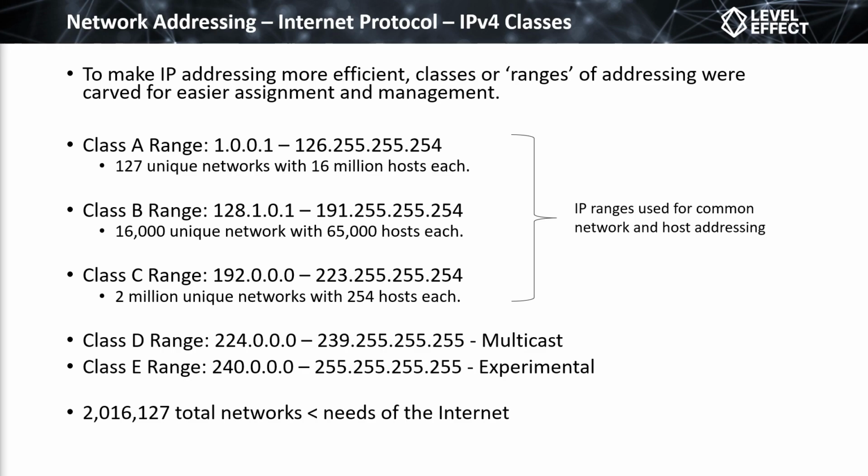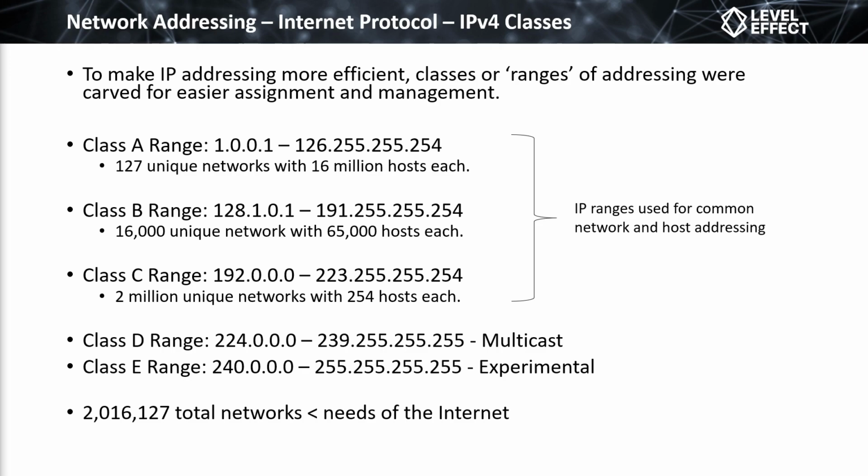And then last but not least, the Class C range, which starts from 192.0.0.0 through 223.255.255.254. This is the smallest of the more common networks we might see in use, and it has 2 million unique networks with only 254 hosts each. More than likely, your home network is a Class C. A lot of you will have a router that starts with 192.168.1.1. That is a private IP address, and we'll talk about private IP address ranges in a moment. But that is a small network that only has 254 usable hosts.